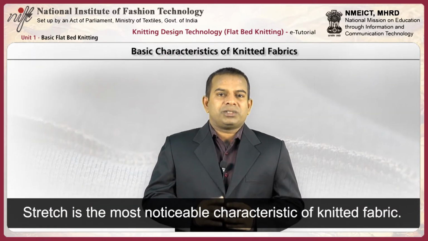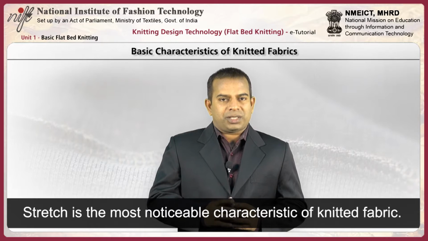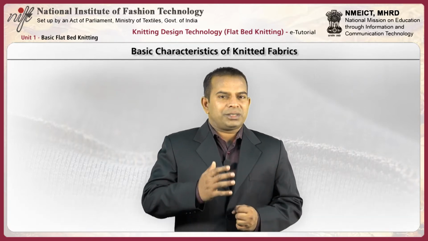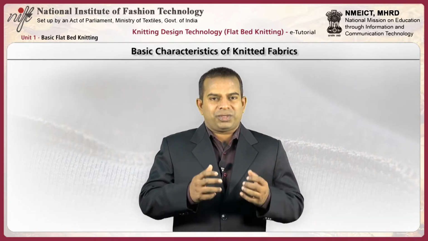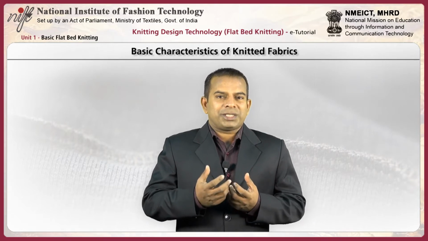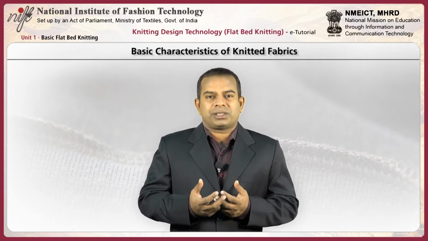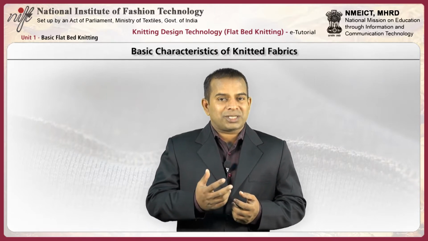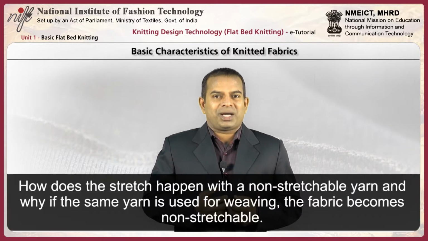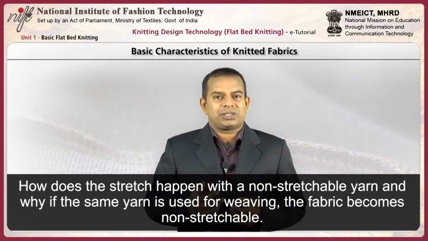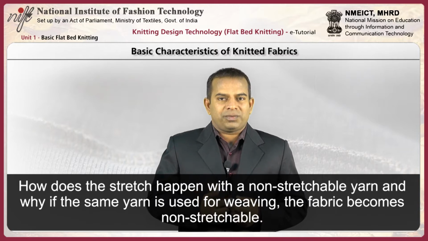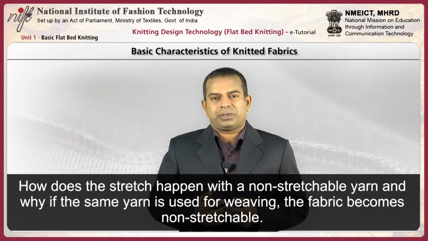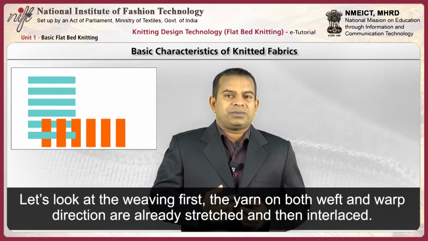Stretch is the most noticeable characteristic of knitted fabric. So, how is knitted fabric different from wovens? When you hold it, probably the stretch is the most noticeable characteristic. Stretch is achieved with a non-stretchable yarn. So, how does the stretch happen with a non-stretchable yarn, and why does the fabric become non-stretchable when the same yarn is used for weaving? Let's look at weaving first.